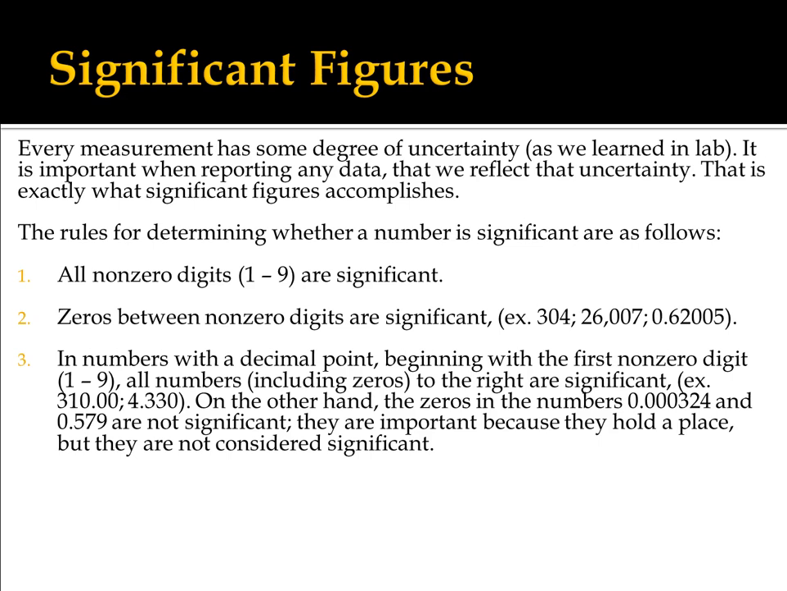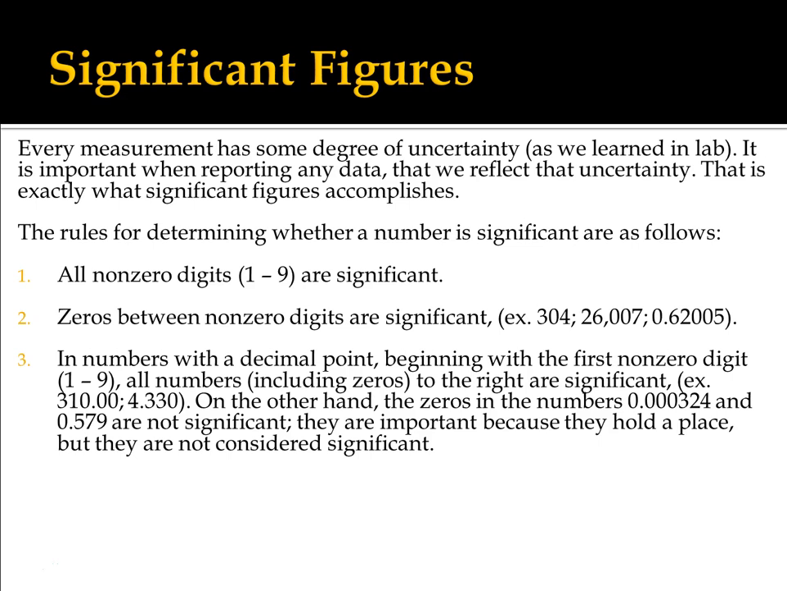If you look at 4.330, similar case there, whatever you use to make the measurement scale, whatever it is, was accurate and had graduated lines of some kind up to the hundredths place, and that last zero in the thousandths place was estimated. So we would call that significant.